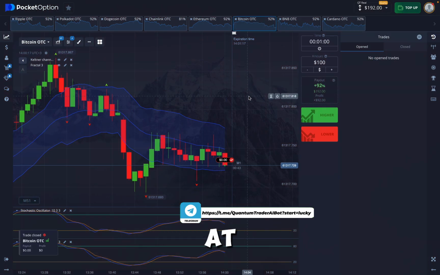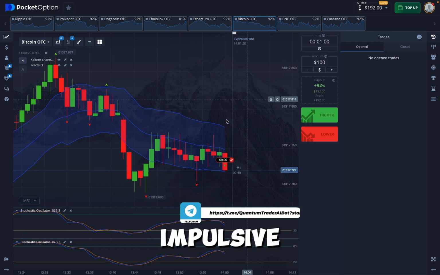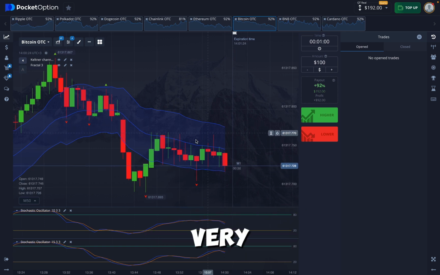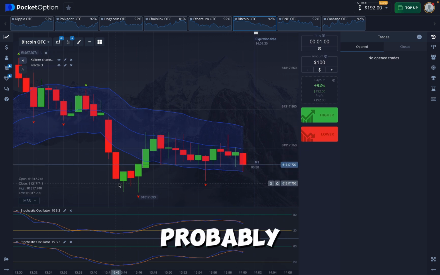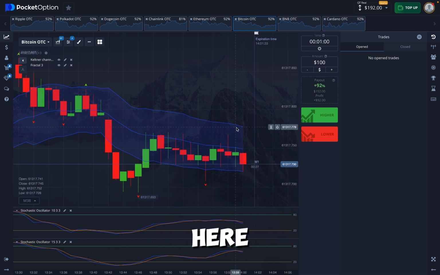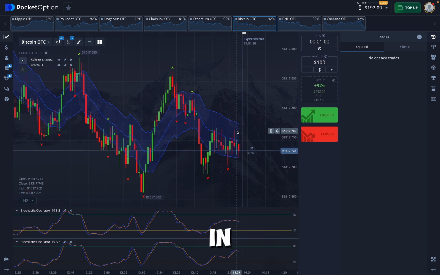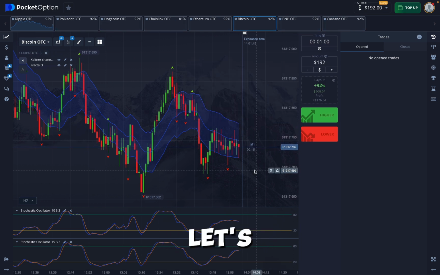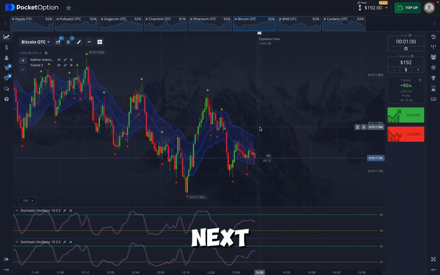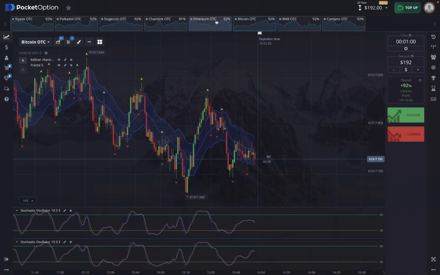And literally at the end of the transaction, there was an impulsive exit downwards. A very strange volatility is present in this section of the movement. And probably I did not need to open a deal here. So far, there is no stability in the movement. I will open the next transaction for the maximum balance amount to make a profit. Let's continue and I will select the next crypto asset.